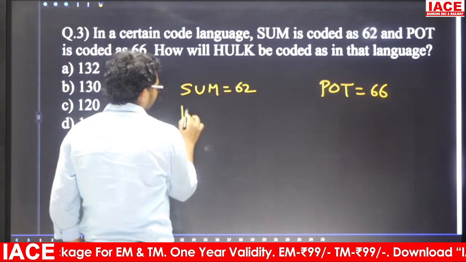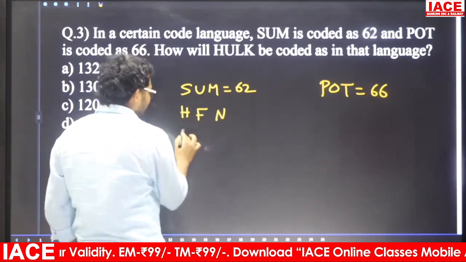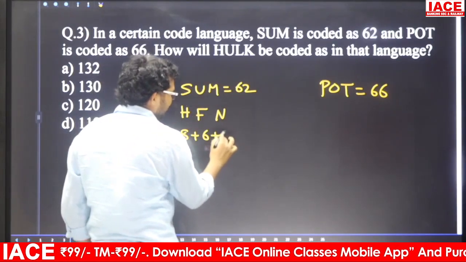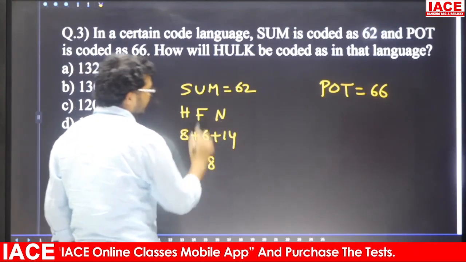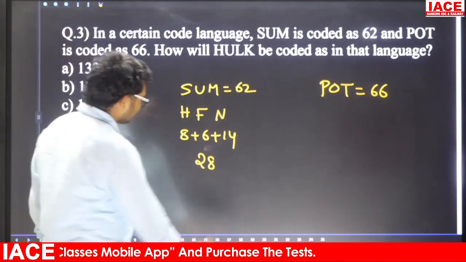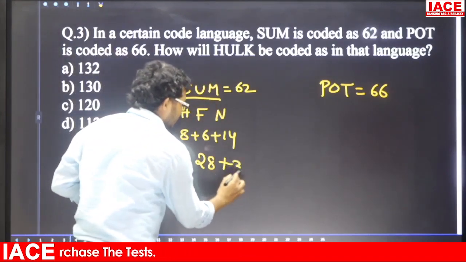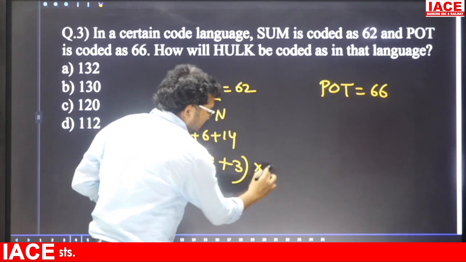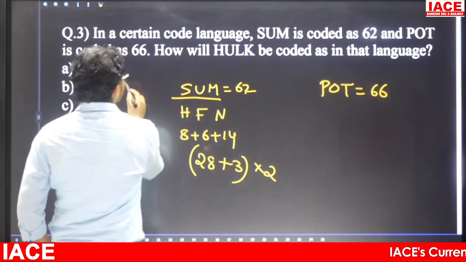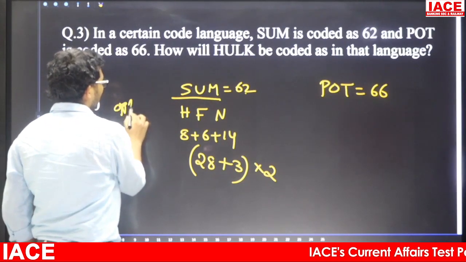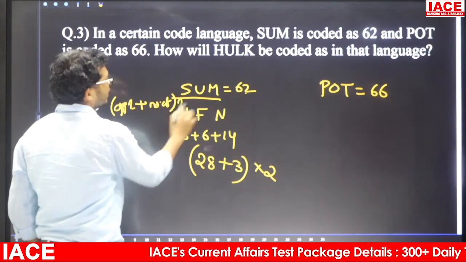S opposite is H. U opposite is F. M opposite is N. Friends, H face value is 8, F face value is 6, N face value is 14. 14 plus 6 is 20, 20 plus 8 is 28. Next, SUM has how many letters? 3 letters, 28 plus 3 is 31, 31 into 2 is 62. That means the logic is: sum of the opposite letters' face values plus number of letters, into 2.